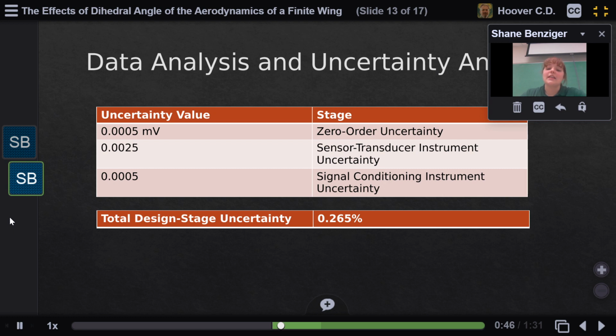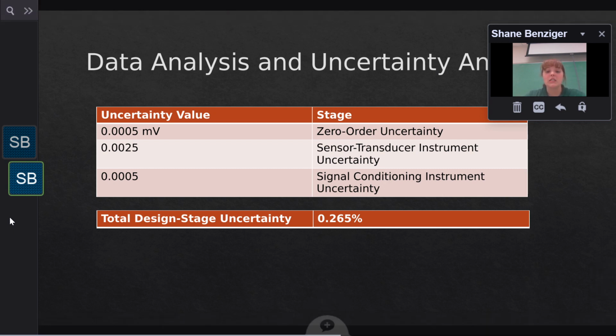Design stage uncertainty was calculated for this experiment. Instrument and zero-order uncertainties were found from spec sheets for the instruments used in the sensor transducer and signal conditioning stages. Resolution error is 1/2 the resolution of the LabVIEW measurement, which is 0.001 millivolts. The sensor transducer stage had a 0.25% error, and the signal conditioning stage has a 0.05% error. Using the RSS method, uncertainty was calculated for each stage, and then the RSS method is used to find the total design stage uncertainty for the experiment.